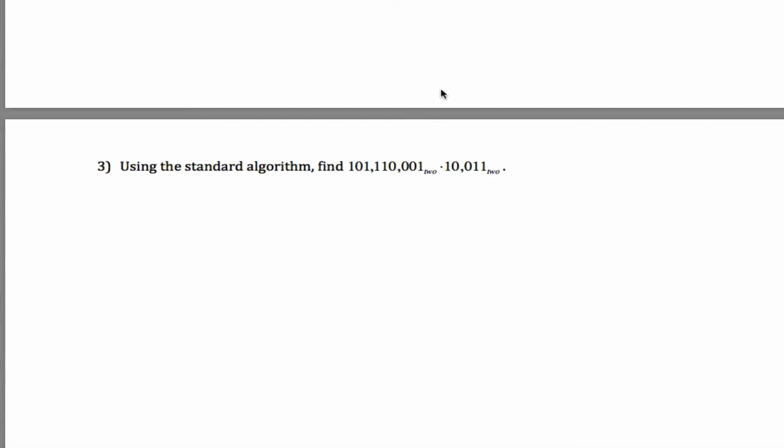Okay, and then on the next page, I guess we're doing some multiplication using the standard algorithm to find the product of these two numbers. I don't know, the worst part might just be writing it. I got 101110, maybe some commas help, 001, and I want to multiply that by 10011.